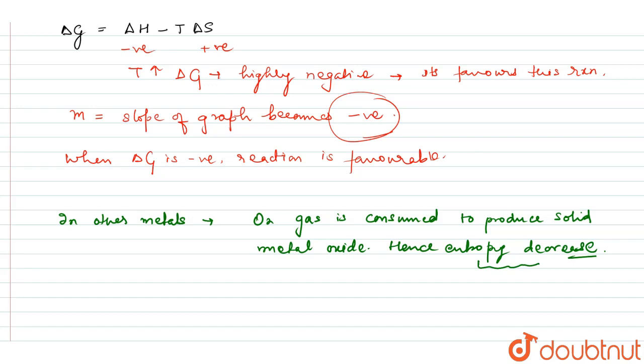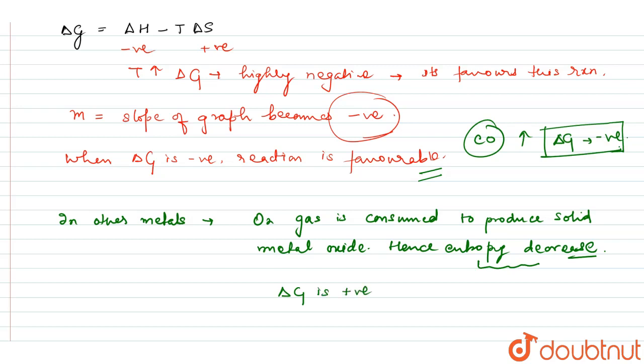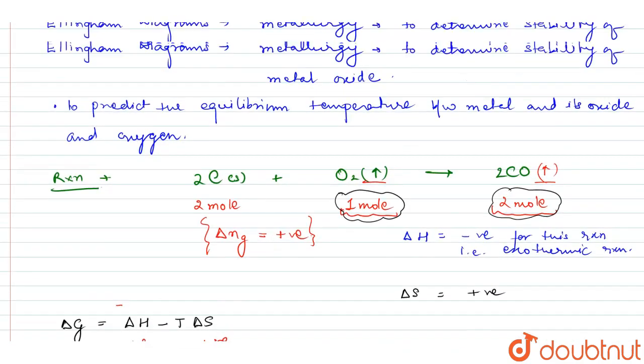Hence in the case of carbon monoxide, we get a favorable delta G, that is negative delta G, which favors the formation of carbon monoxide, while in other cases, delta G is positive and delta S is negative, which is not favorable for a reaction to occur. So this was the complete explanation for this question. I hope you have understood all the concept.